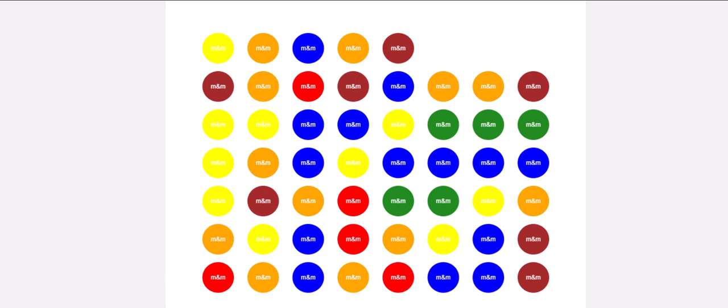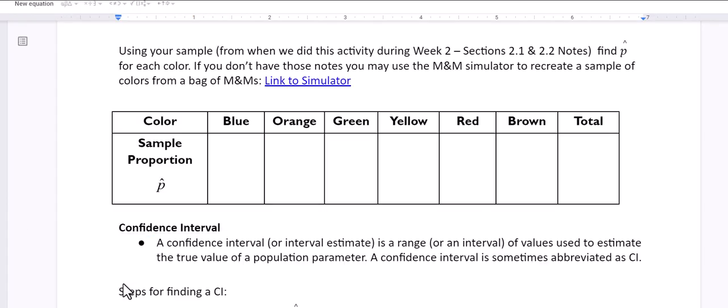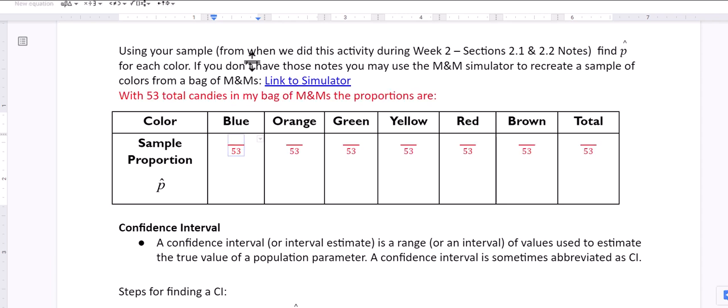So let's go back to our notes. And so I counted 14 blues, but here I want the sample proportion. So I'm not going to write 14, I'm going to write the proportion. So what did I say? 53 total candies. So let's write that in. So with 53 total candies in my bag of M&M, you do it for your own and see what your percentages are. So my blue candies were 14 out of 53.